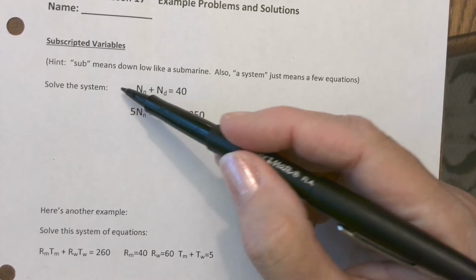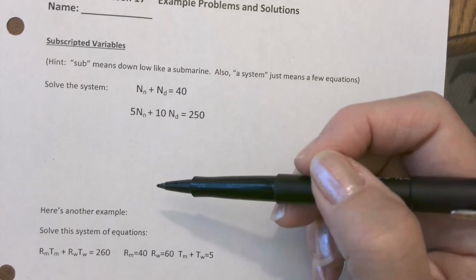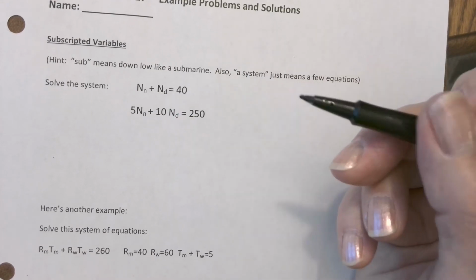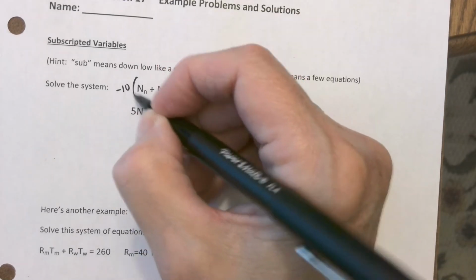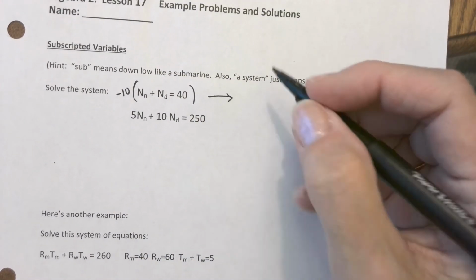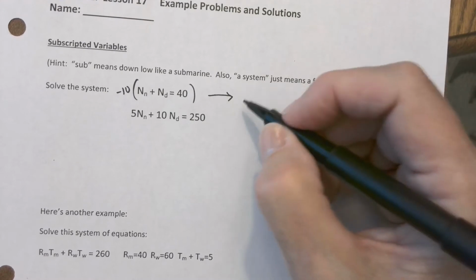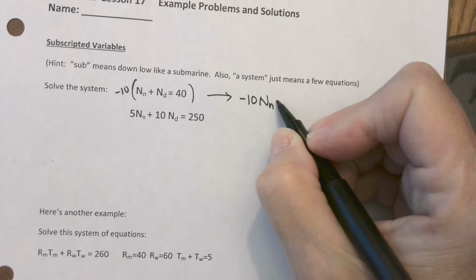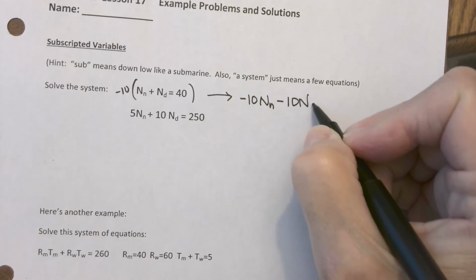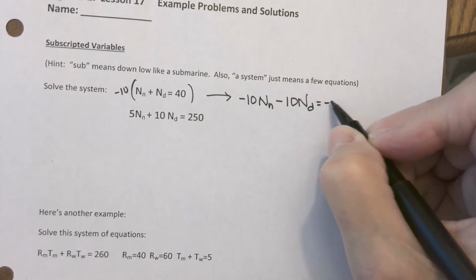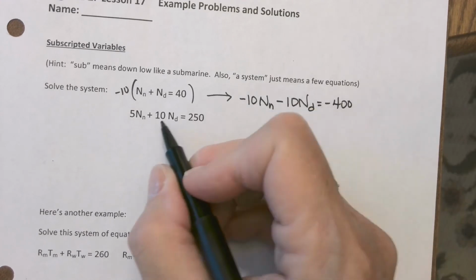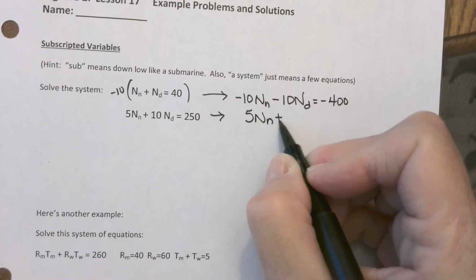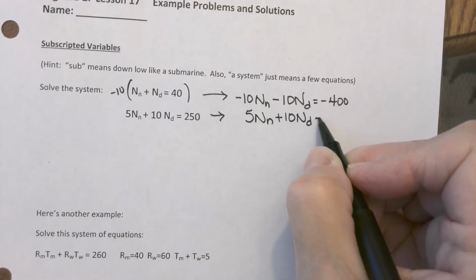Now I could either multiply it by -5, which would eliminate that, or I could multiply it by -10, which would eliminate this one. Now I'm going to choose the -10 because I'm less likely to make a mistake with that multiplication, because all you're doing is adding a negative and a 0. So -10 n sub n minus 10 n sub d equals -400. Then I have this one. Again, I'll just rewrite it underneath it so that I don't make a mistake.